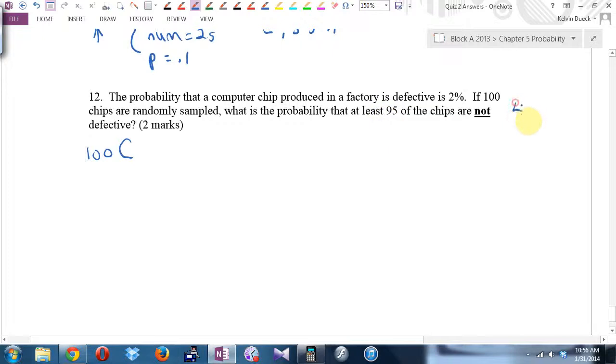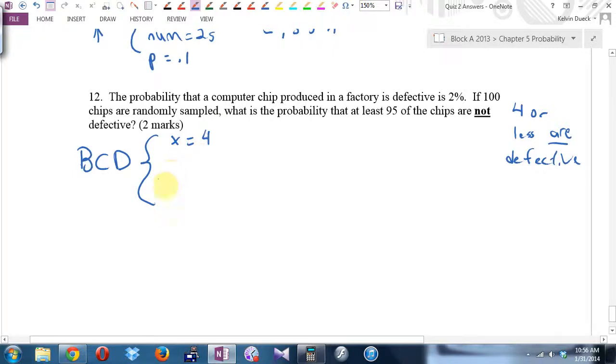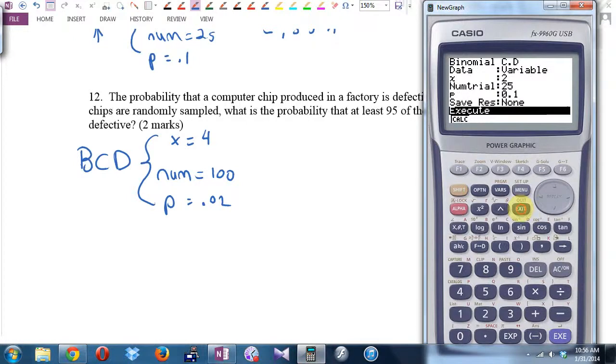I think that means that four or less are defective. So since it's four or less, I don't think I'm going to use the choose model. I'm going to use cumulative. I'm going to go four or less, 100. Probability that we are defective is 0.02. So I am in the binomial cumulative distribution because it's got a letter C there. Four or less from 100, 0.02. The probability that there's four or less, 0.9492.